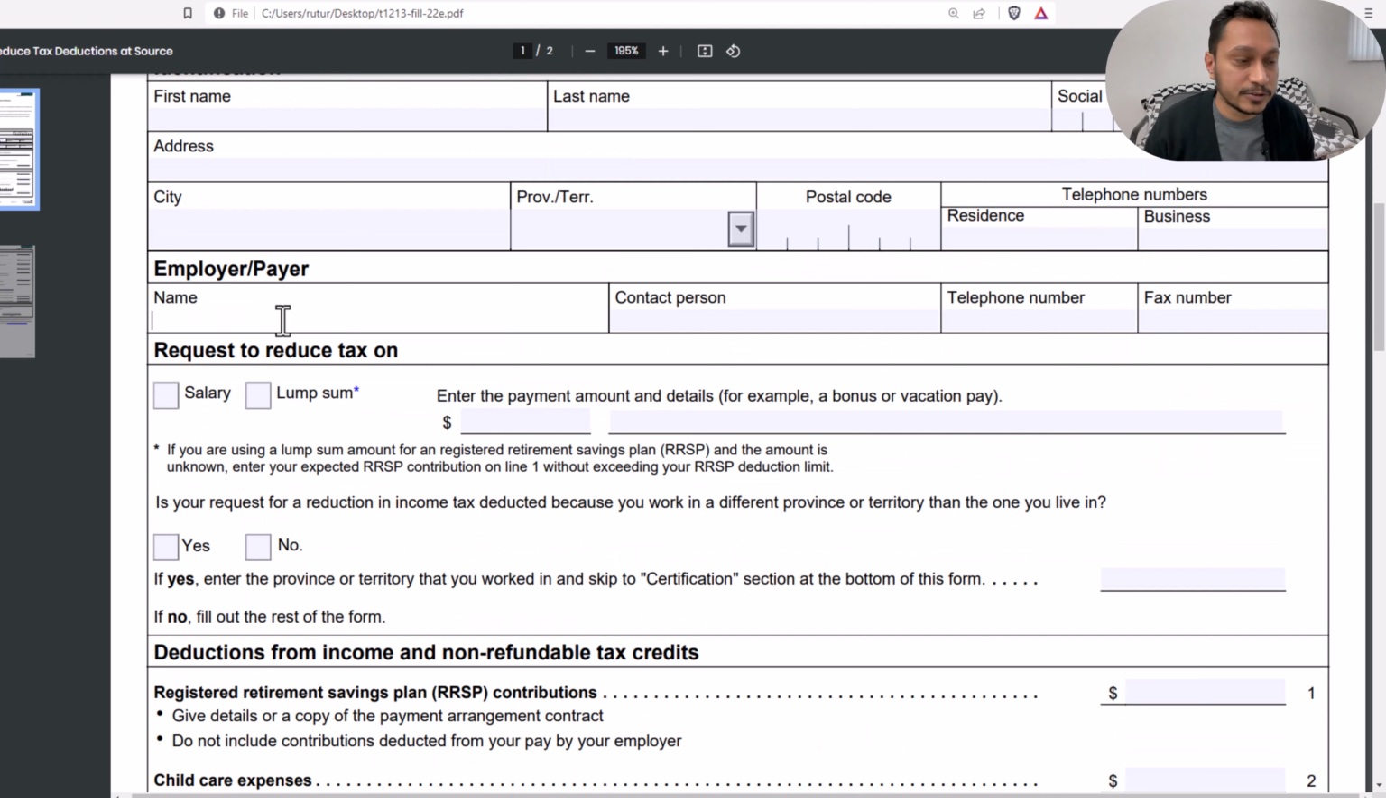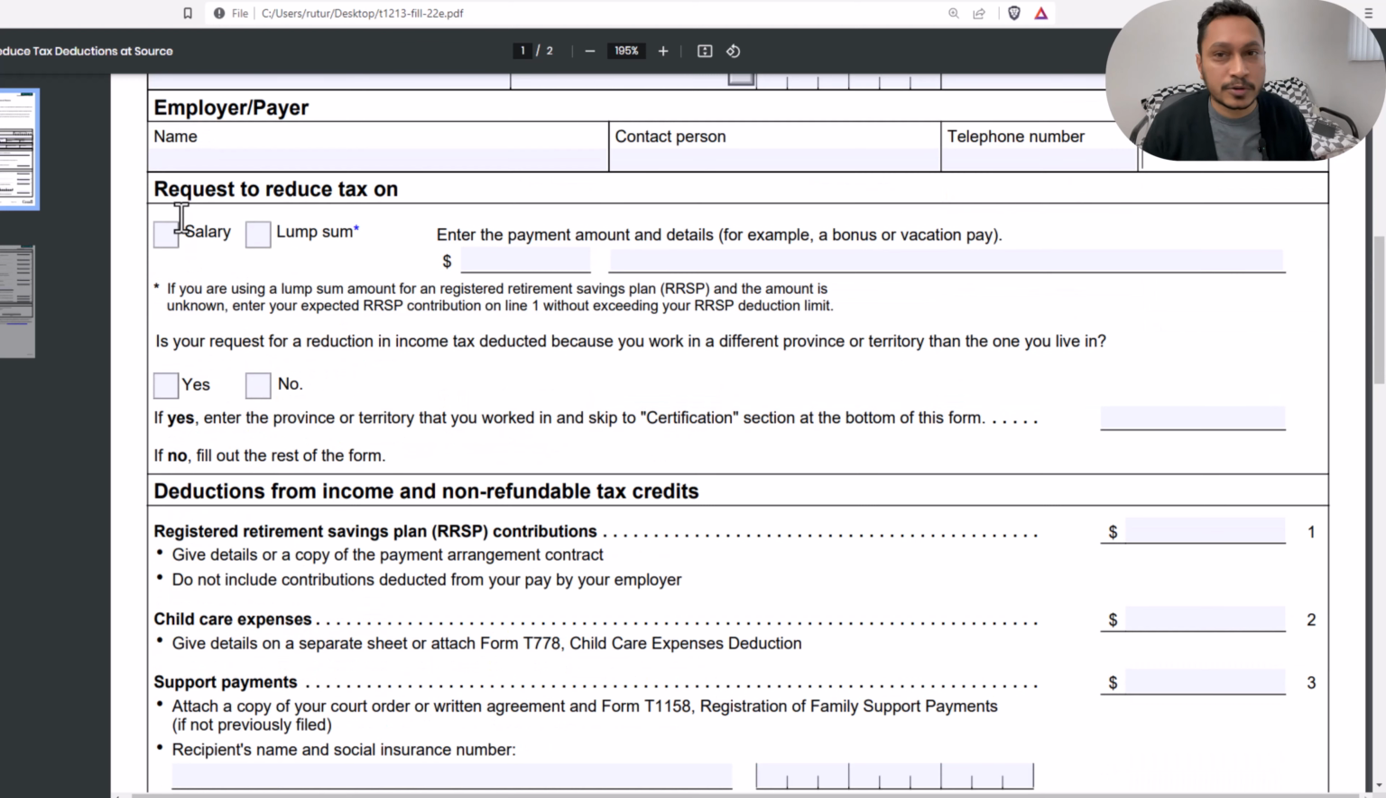Employer information, so your company's information, your company's actual name, the contact person. If you don't have the contact person, just provide probably HR or something like that. Telephone number of your company, fax number may or may not be possible, so we'll skip that. Let's go to the main sections.